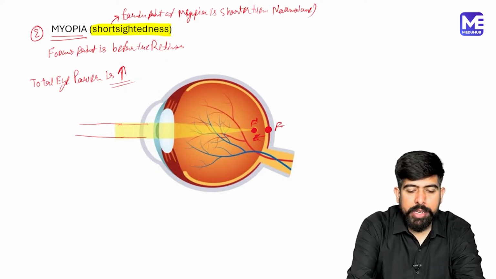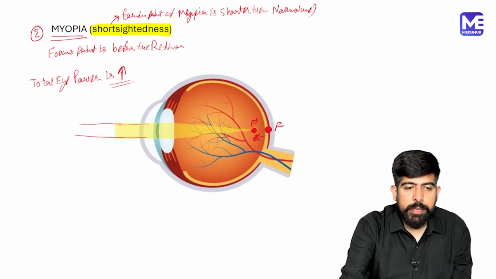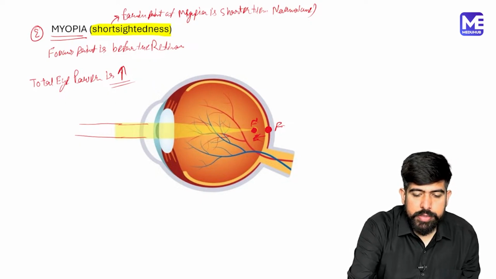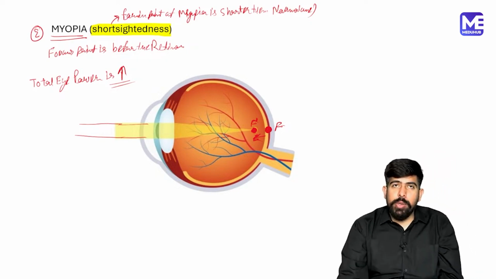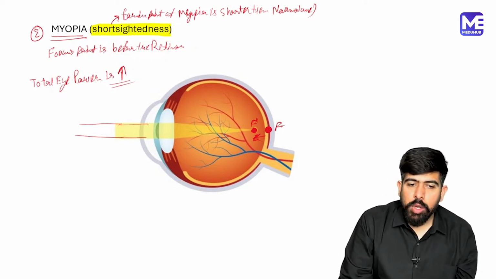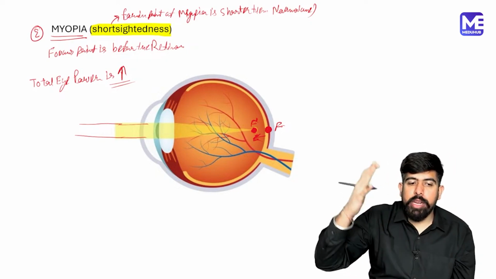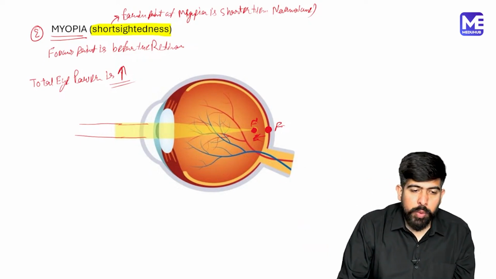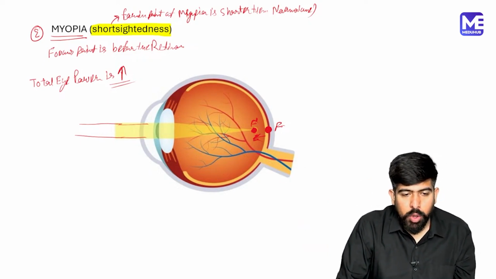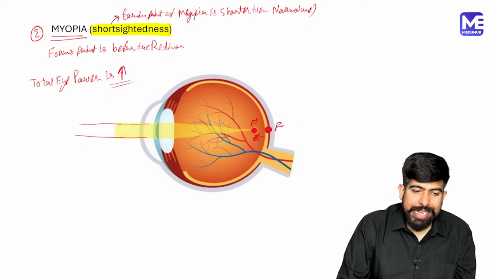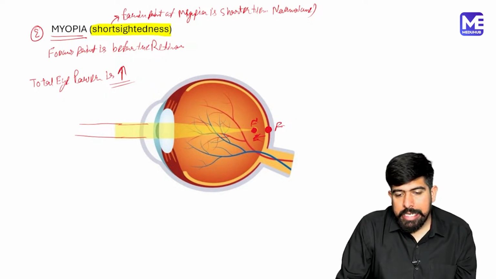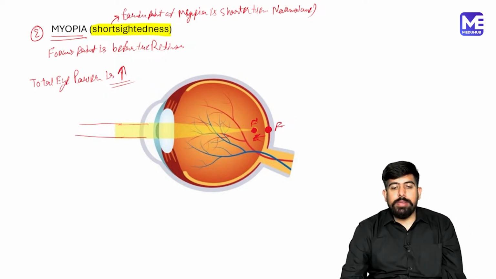But what will happen here? This will increase. It can be more than the 58 or 60, and it will be even more over it. So there will be an increase in the eye power.